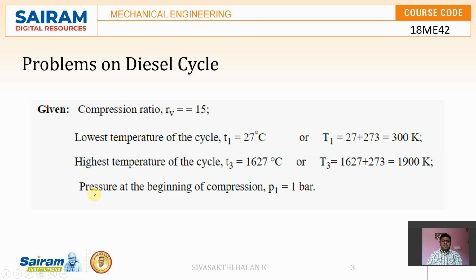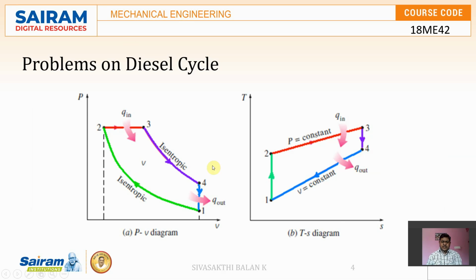First, let us write down all the data given in the problem. Compression ratio is given, lowest temperature and highest temperature are given. To identify the lowest and the highest temperature, if we consider this TS diagram, we can see that the lowest temperature is the temperature at point 1, or state 1, and the highest temperature is the temperature at point 3. So, the highest temperature is at point 3 and the lowest temperature is at point 1.